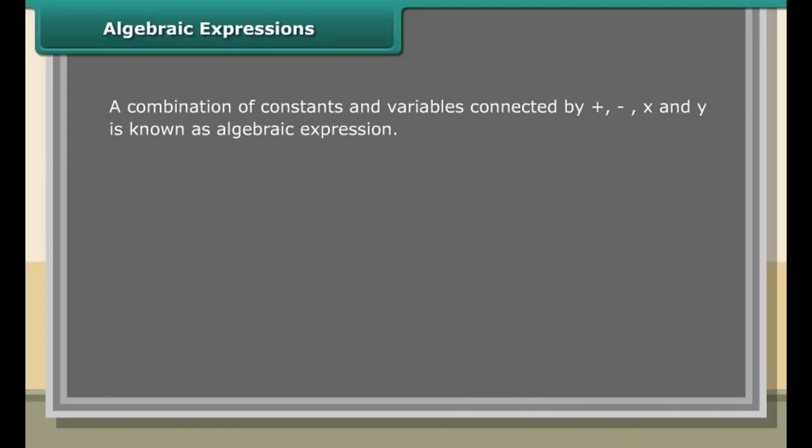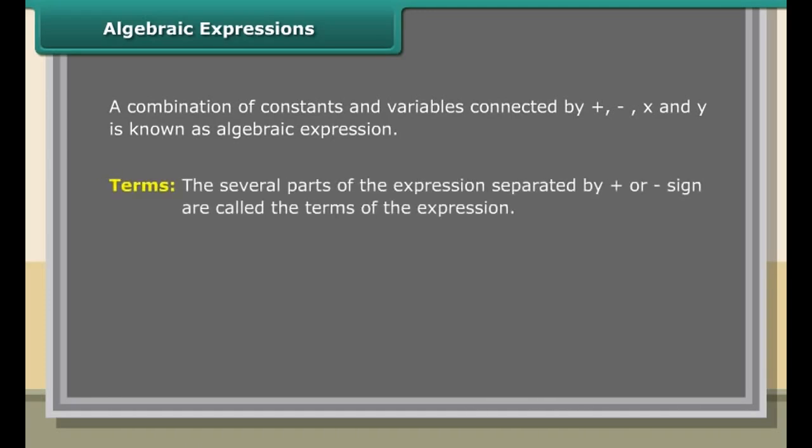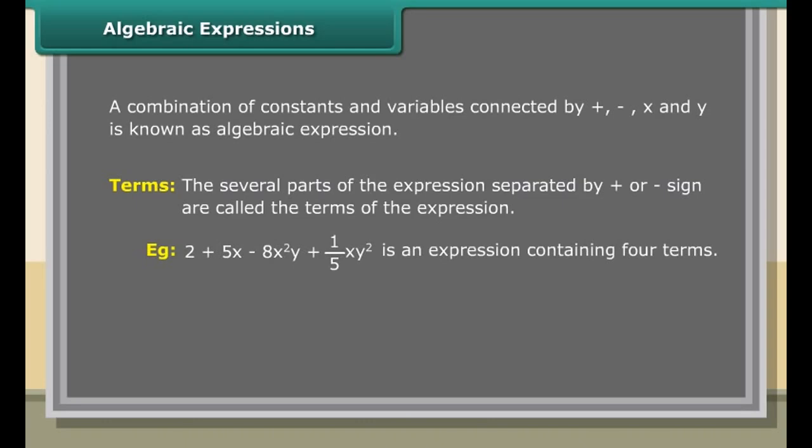Algebraic expressions. A combination of constants and variables connected by plus, minus, multiplication and division is known as algebraic expressions. Terms. The several parts of the expression separated by plus or minus sign are called the terms of the expression. Example, 2 plus 5x minus 8x square y plus 1 upon 5xy square is an expression containing 4 terms. They are 2, 5x, minus 8x square y and 1 upon 5xy square.